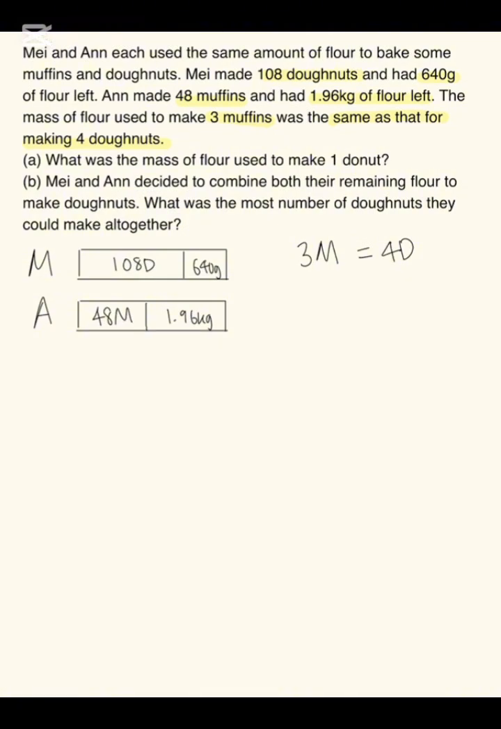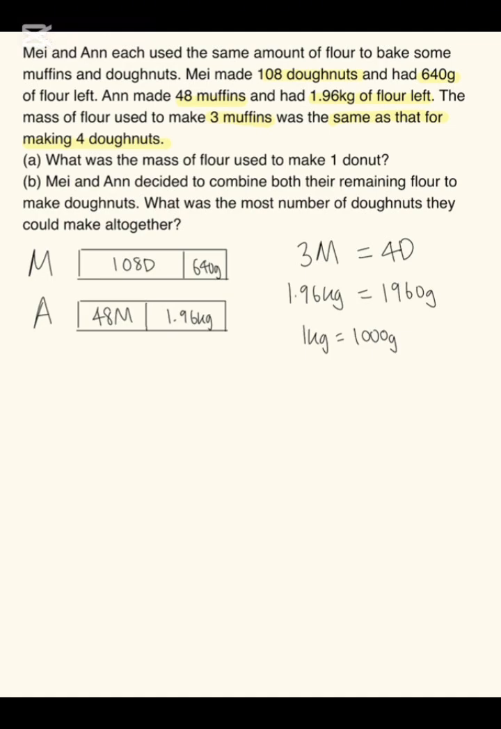So let's make it simpler. Let's convert the kg into grams first. We know that 1 kg equals 1000 grams. So just multiply this by 1000. So this is 1960 grams. Then what should we do next?